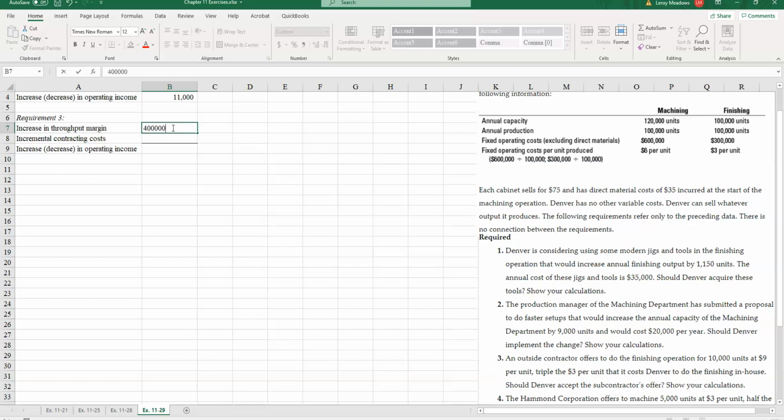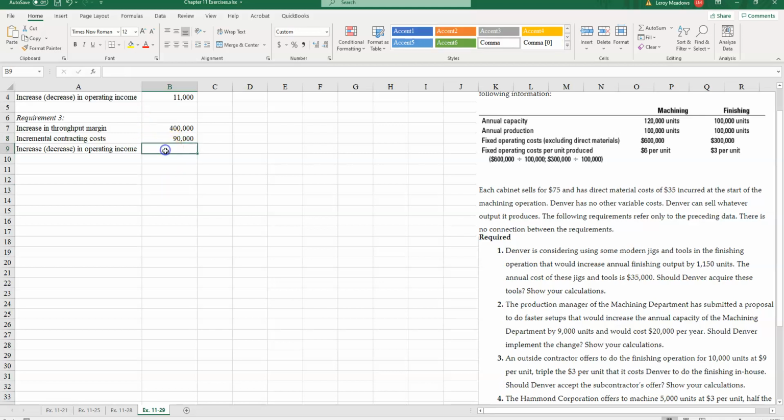Now, how much is that going to cost me for that additional capacity? Even though it's going to cost us $3 per unit, they're going to charge us $9 per unit. But let's see if that makes sense. How much is it going to cost for 10,000 units at $9 a unit? Well, 10,000 times $9 is $90,000.